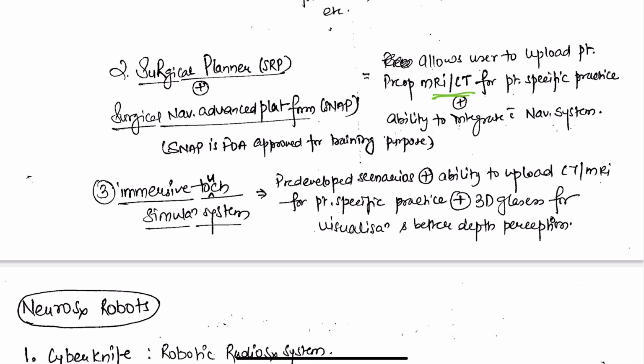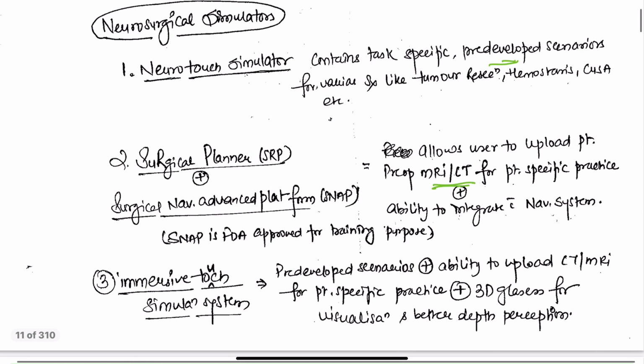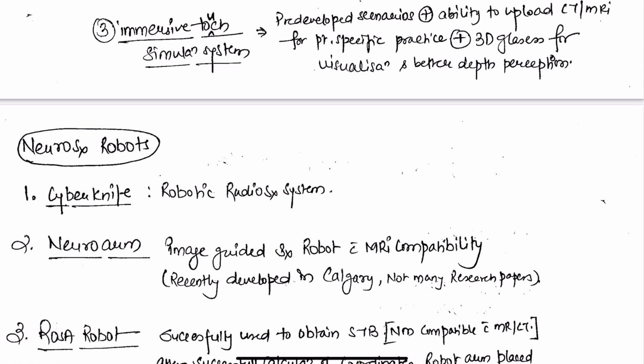The other thing is the ImmersiveTouch simulation system. It has both: pre-developed scenarios, and you can also upload CT and MRI for patient-specific practice. The advantage is it has 3D glasses for visualization for better depth perception. So, three systems. One was the NeuroTouch simulator, which is just based on pre-developed scenarios. Then you have a surgical planner, or SRP, and then you have the ImmersiveTouch simulation system. Then the other thing is the neurosurgery robots.